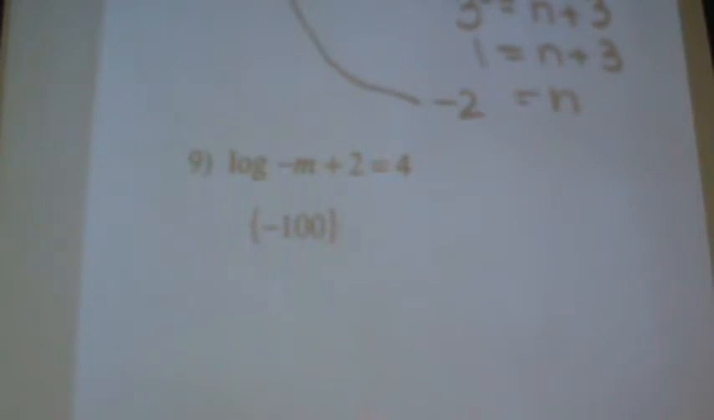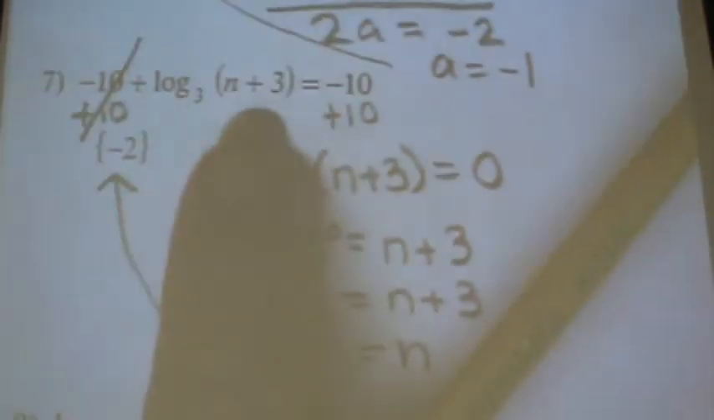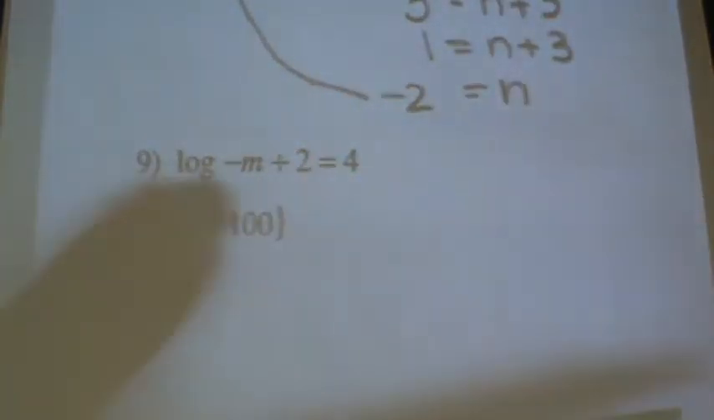Number 9. Okay, we can't cross this log out. But I have a 2 here. See, this is not in parentheses. Since it's not in parentheses like that one is, you can get rid of this 2. How are you going to get rid of that 2? Subtract 2.